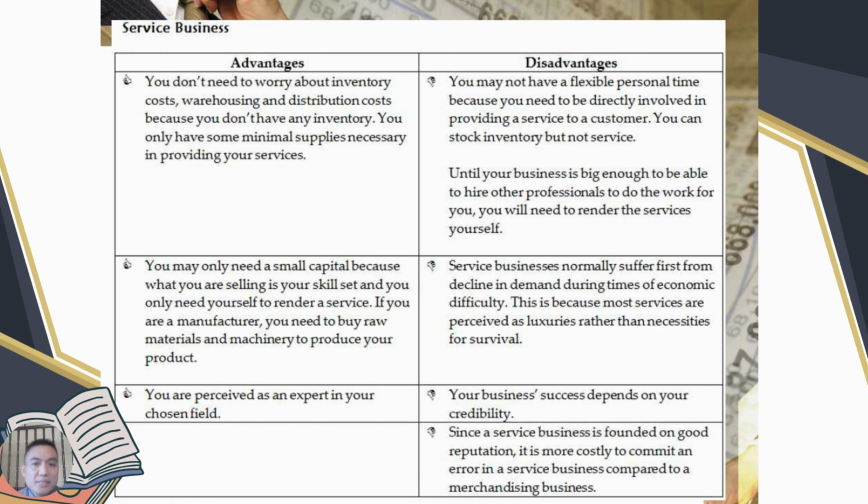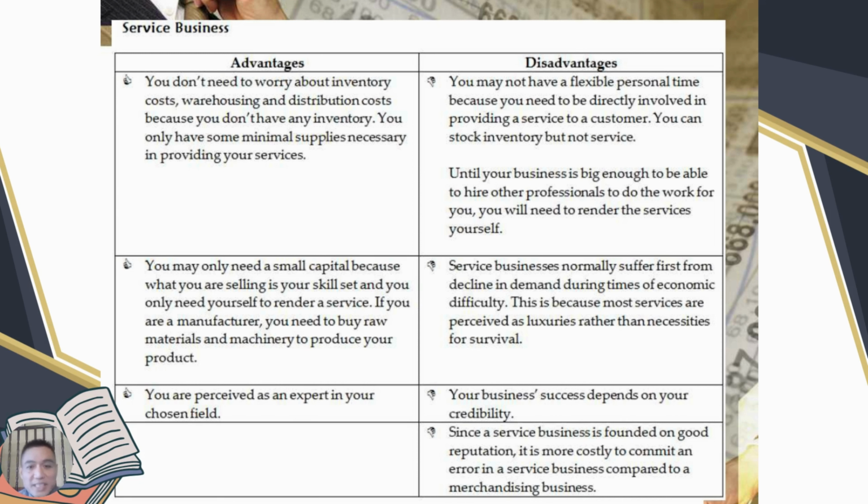For the disadvantages, you may not have flexible personal time because you need to be directly involved in providing a service to a customer. You can stock inventory but not service. Until your business is big enough to be able to hire other professionals to do the work for you, you will need to render the services yourself. Service businesses normally suffer first from decline in demand during times of economic difficulty. This is because most services are perceived as luxuries rather than necessities for survival.